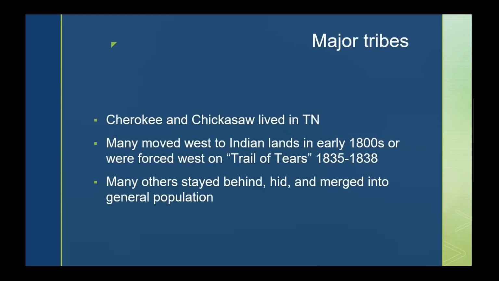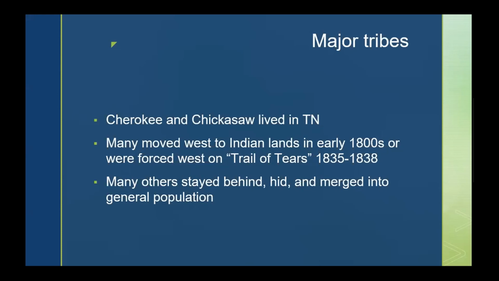Now, as I said before, I'm sure there were other tribes there, but the two major tribes that were in Tennessee, especially when the Caucasian settlers started moving in, were the Cherokee and the Chickasaw. Many moved west, some on their own in the early 1800s, or were forced west on the Trail of Tears starting around 1835. And then others did stay behind. They managed to hide or merge into the general population.